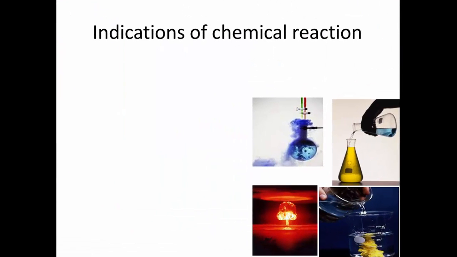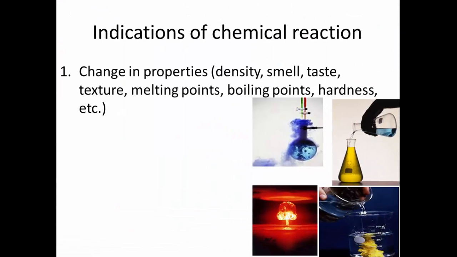So some indications of a chemical reaction. So changing in properties, so that's density, smell, taste, texture, melting and boiling points, hardness, etc. So we're going to see that change. We're going to see that change in color. So if you look over here, you can see how we have a blue liquid that's being poured and is reacting into a yellow liquid.